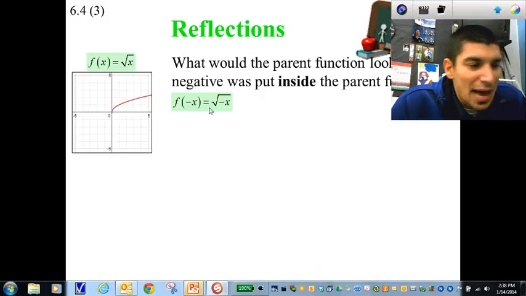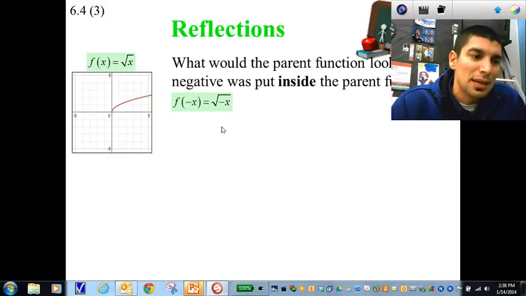If I were to plug in a 5 for this x right there, what would that x value now be? If the input was a positive 5, what is my input going to be when I plug in 5 right there? It would be negative 5.